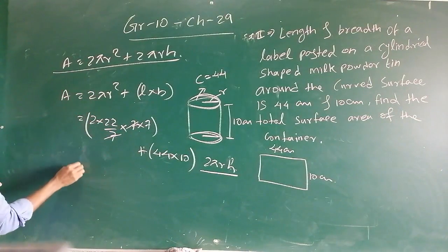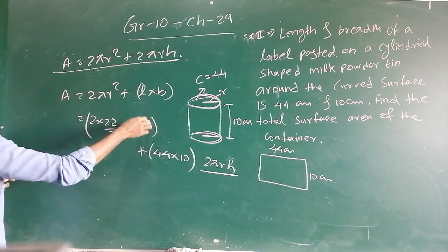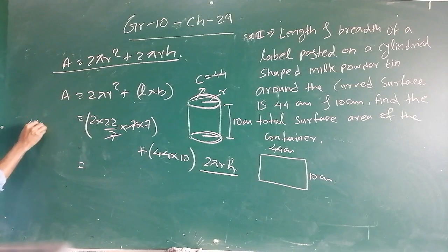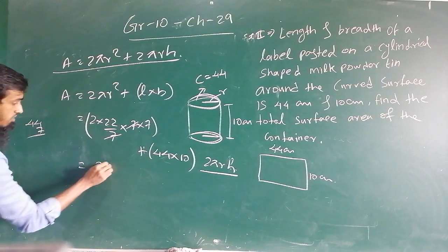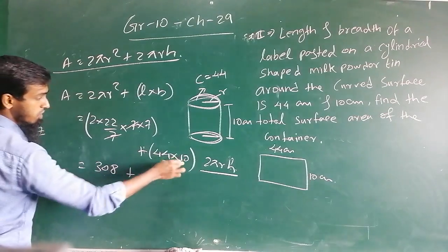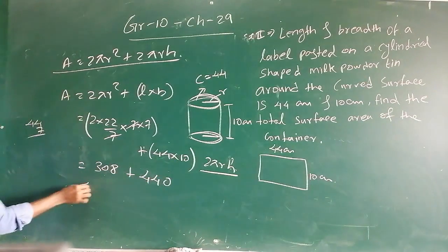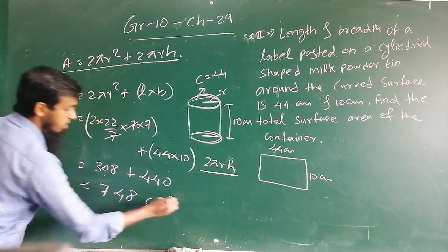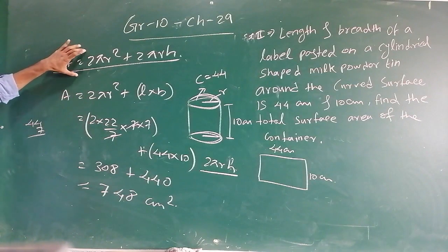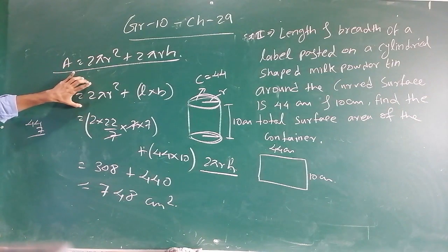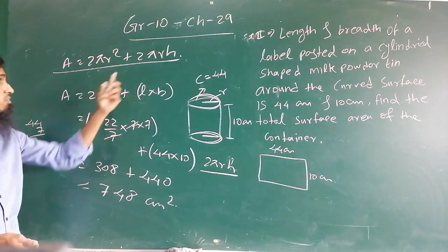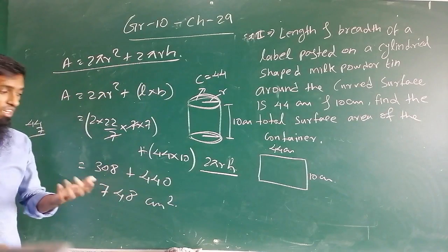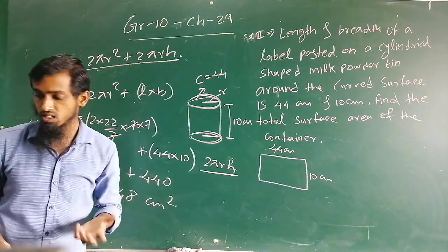If you simplify 2 pi r squared, that is 44 into 7, which is 308. Plus 44 into 10, 440. So altogether 748 centimeters square. So instead of the basic equation, we substituted the basic idea we used to find this primary equation. Okay, we have another 2 or 3 examples. We will discuss the other examples.